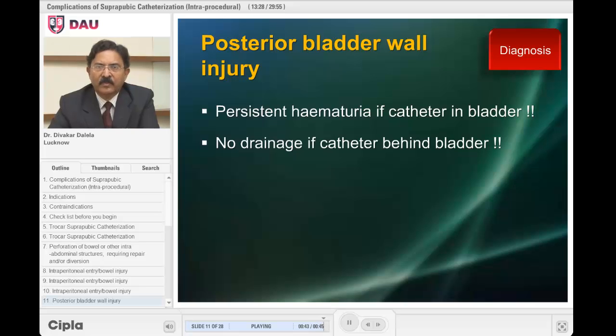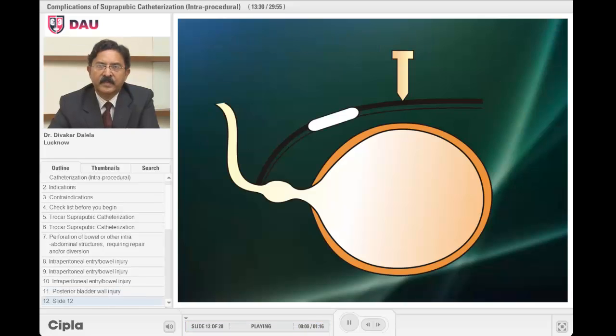What is the reason for this kind of haematuria? When you introduce your trocar in the abdominal wall, like that, and you advance the tip of the trocar, the abdominal wall produces resistance to the advancing tip of the trocar.